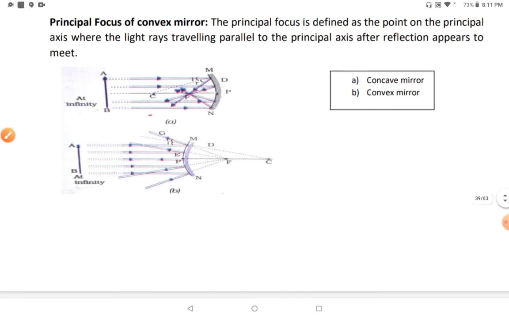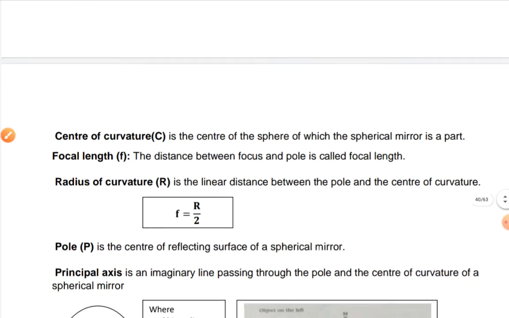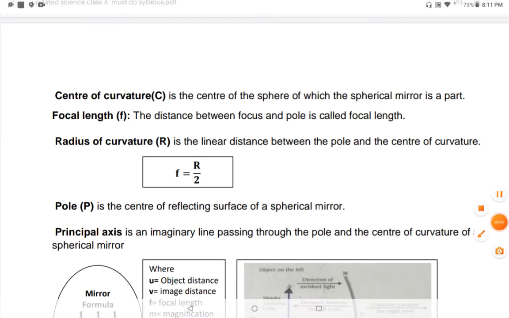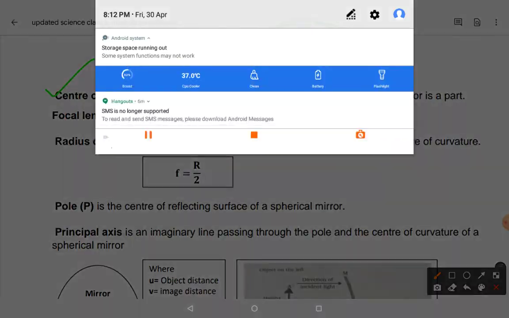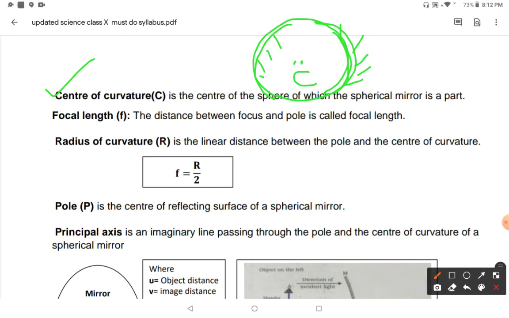So this is the difference in the principal focus of the concave and convex mirror. Similarly, another term is center of curvature. It is the center of the sphere of which the spherical mirror is a part. For example, if I draw a sphere, the central part is called the center of curvature. If I take this part of the mirror where the upper part is polished, this is called a concave mirror. If I take this part where the inner side is polished, this behaves like a convex mirror.